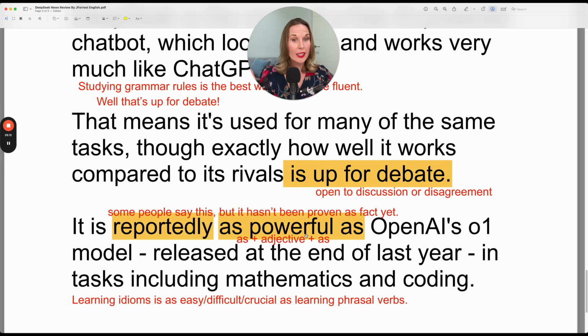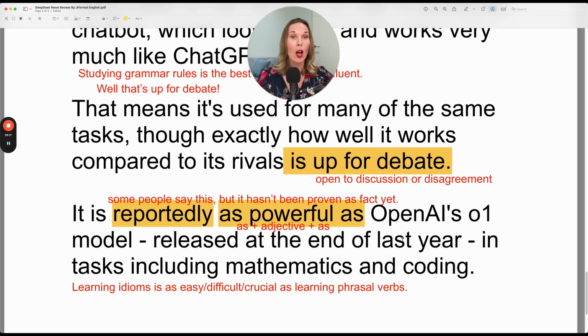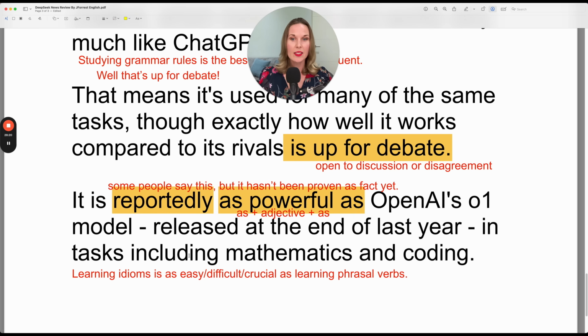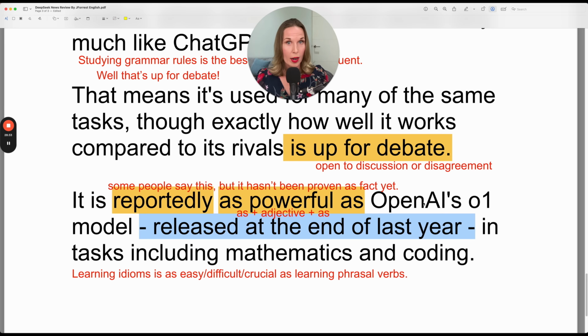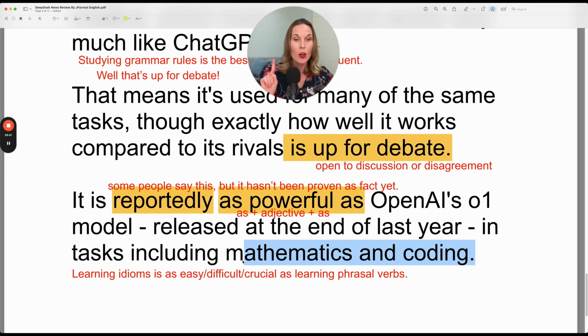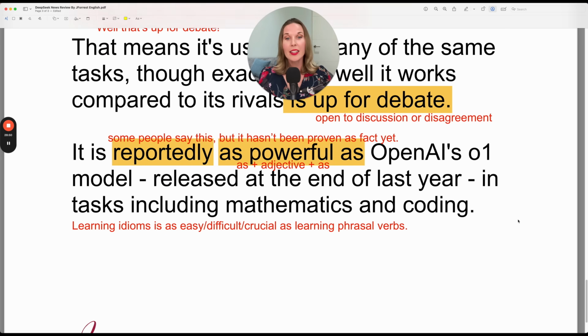It is reportedly as powerful as OpenAI's O1 model released at the end of last year in tasks including mathematics and coding. Okay, so this part, because it's between dashes, it could also be between commas. It means you can remove it entirely and the sentence will be grammatically correct. So you can read it as OpenAI's O1 model in tasks including mathematics and coding. So these are the two tasks that it's saying it's reportedly as powerful as OpenAI's model. And that is the end of the article.